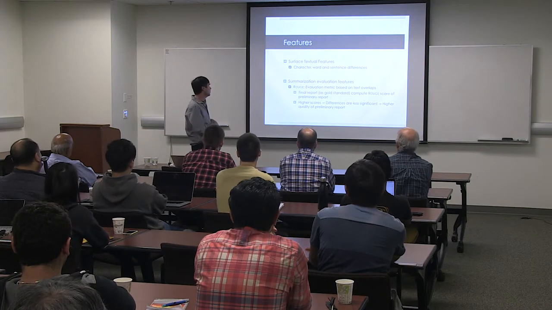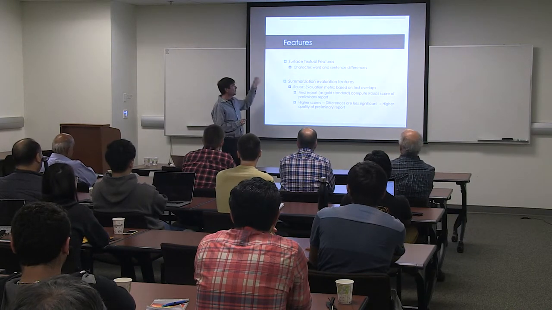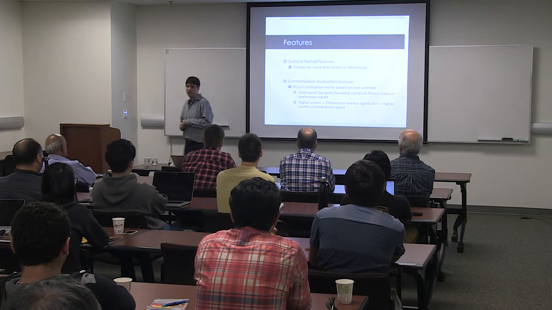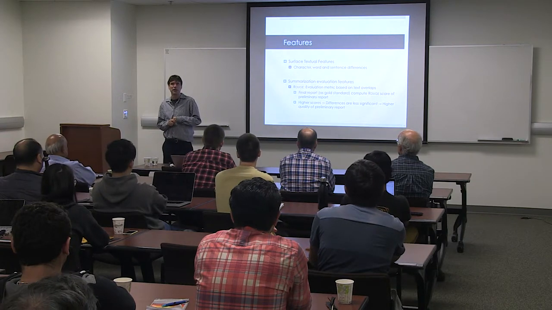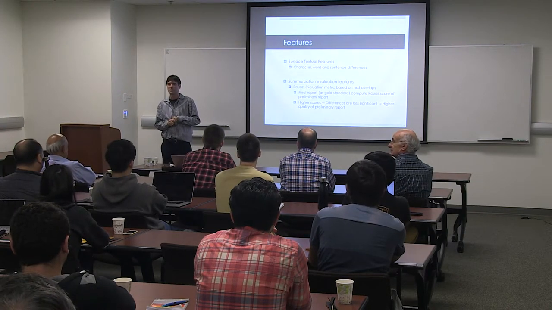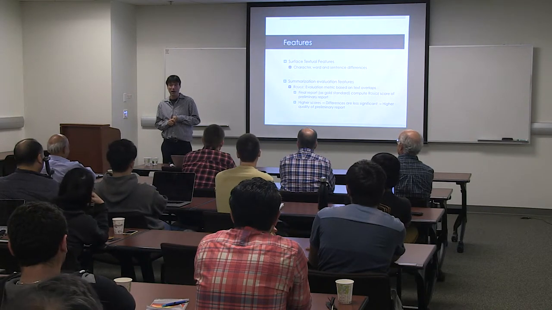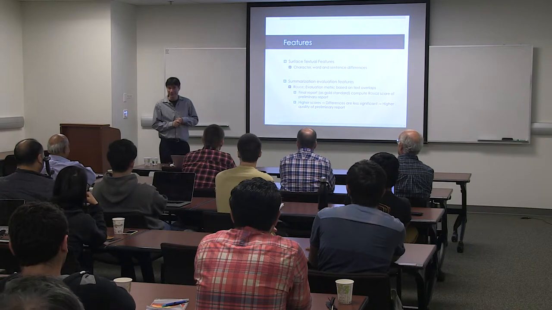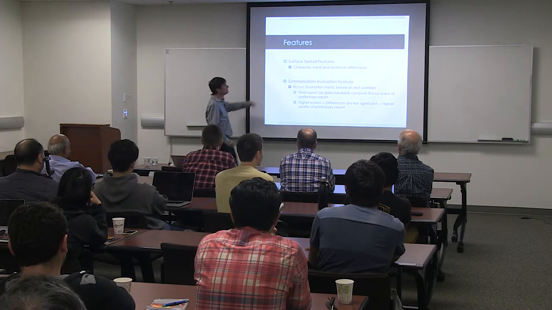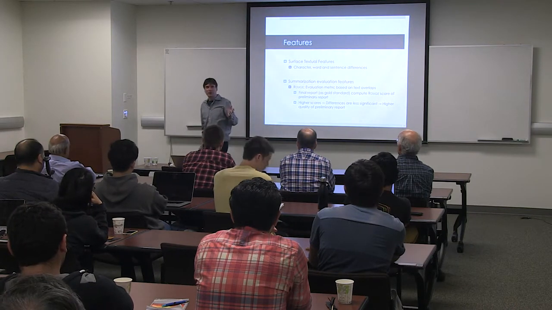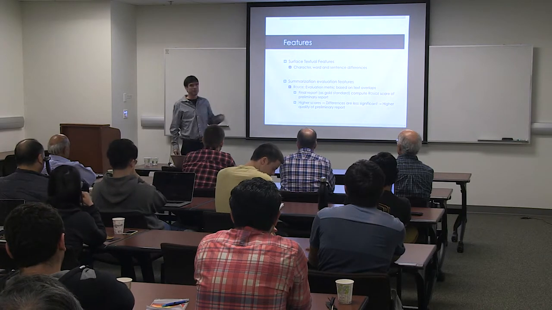So we took a bunch of features. One set of features is surface textual features. Those of you who do omnidoc search and natural language processing, any of that kind here? No one does natural language processing? Wow. Really? I'm impressed or surprised. Basically surface level features: characters, words, sentences, and so on and so forth.